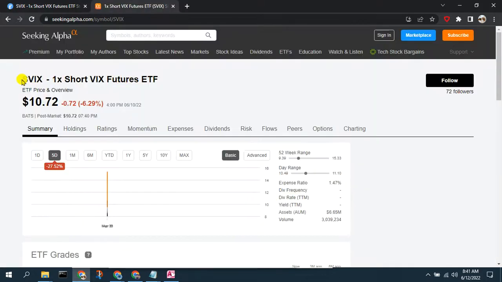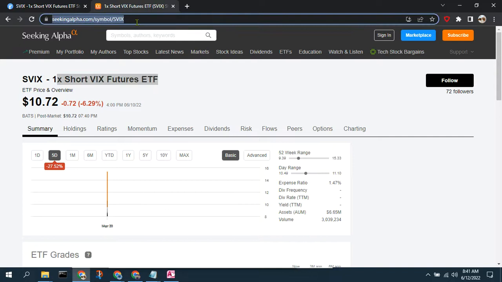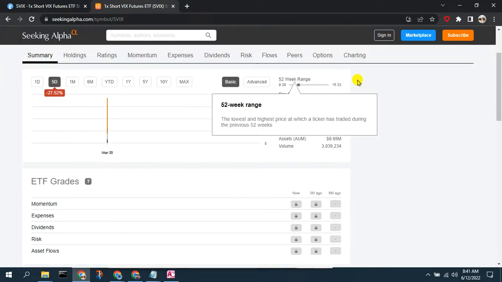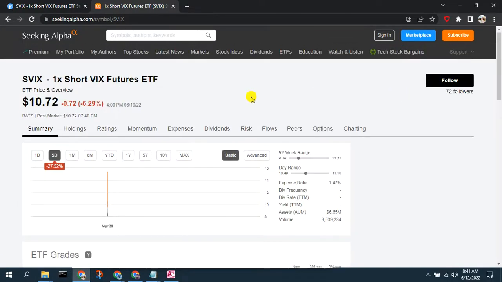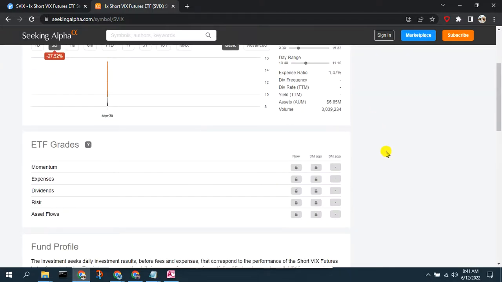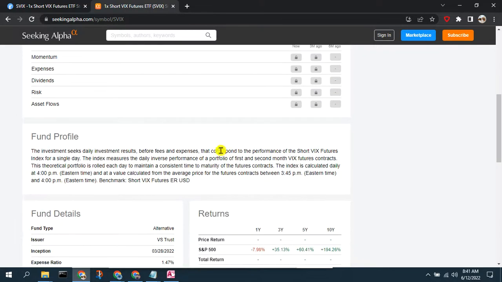Okay, let's look at the profile for SVIX, the -1x short VIX Futures ETF in Seeking Alpha. I will put the direct link to this profile in Seeking Alpha in the description box below. We can see because SVIX is such a new ETF, it only came out in March 2022, it doesn't have any grades. We can see its profile here in Seeking Alpha.